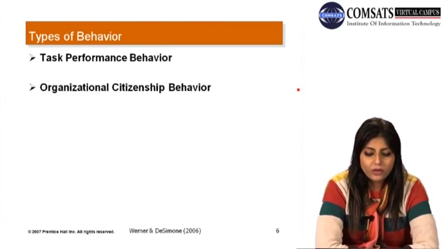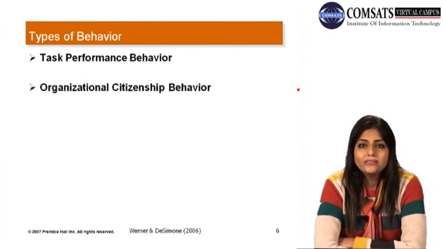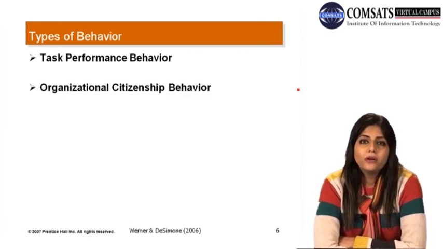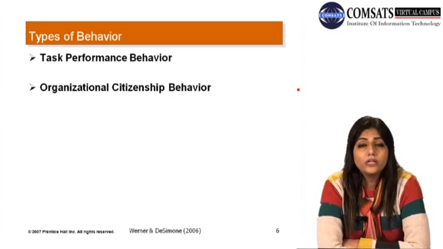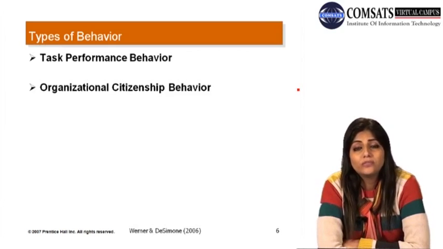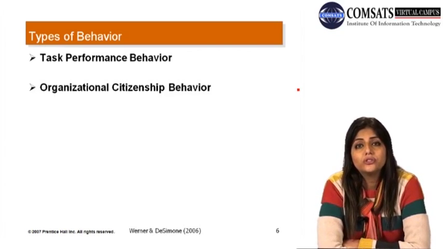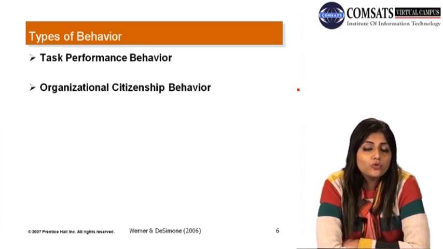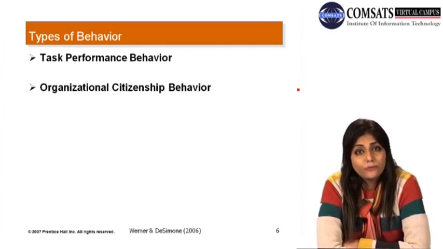So there are two types of behavior if we classify the individual's behavior in organizational terms. One is the task performance behavior, and the other one is the organizational citizenship behavior. If I elaborate a little further on these two types of behaviors, task performance behavior is the behavior of the individual in how he performs his task, that is specific to the contents of the job specifications or the job description that the individual has, right? So what he is supposed to do on the job, whether he is doing that or not, or how he is performing on that job. That is the task performance, right?